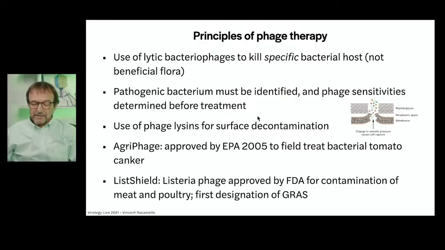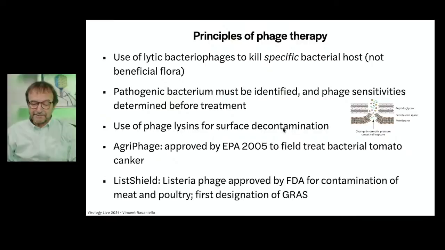Now, we have already licensed phage lysins. Lysins are proteins encoded by the phage genome that lyse the bacteria. Here's an example in this little figure here of a lysin which has digested away the peptidoglycan in the membrane of the bacteria, which would happen normally to release the phage. But when this happens, of course, you have changes in osmotic pressure. The cell ruptures and it dies. So these are used for surface decontamination, the actual proteins themselves.